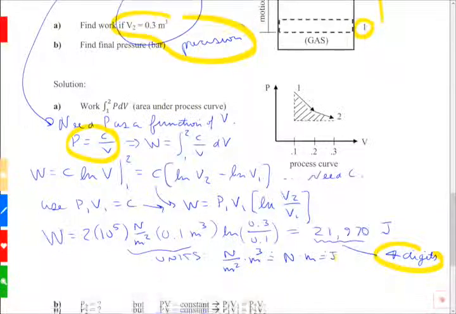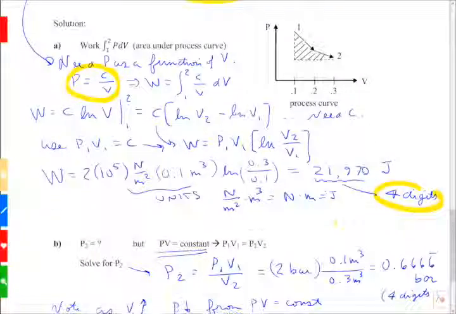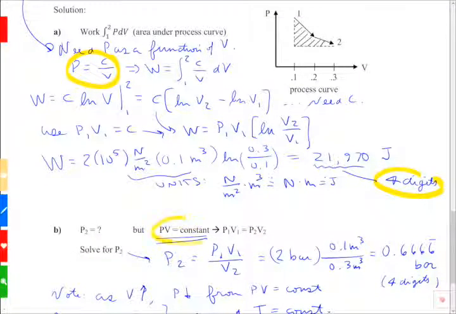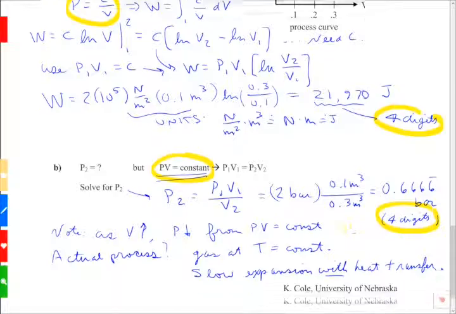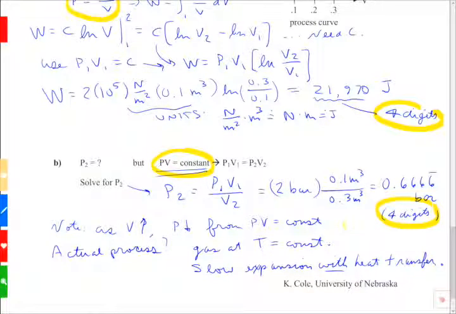Engineers generally don't need a whole lot of digits. In the second part, once again, we used the process relation to find the final pressure, and we decided to keep 4 digits. If you remember that engineers have precision limitations, then all will be well.